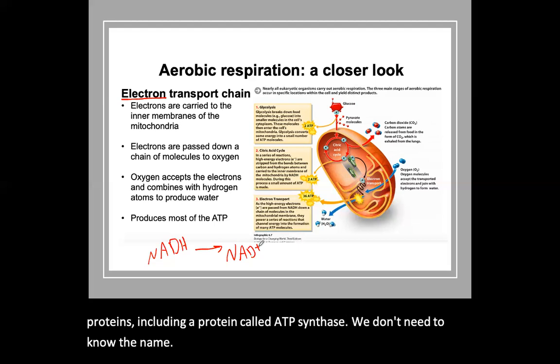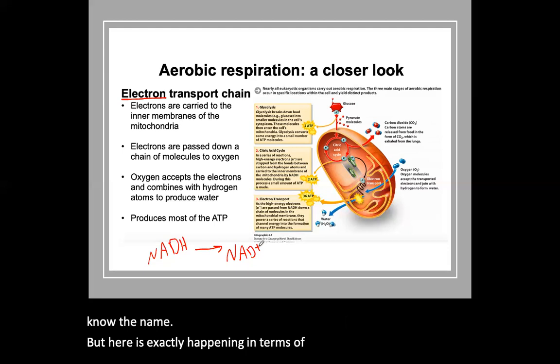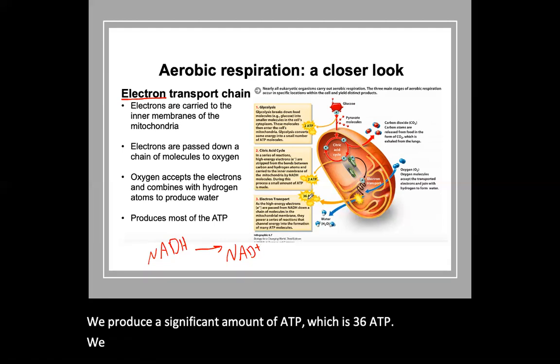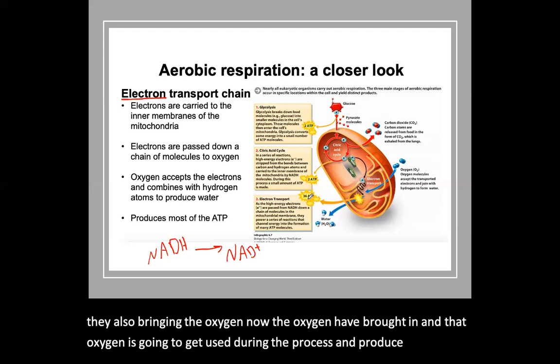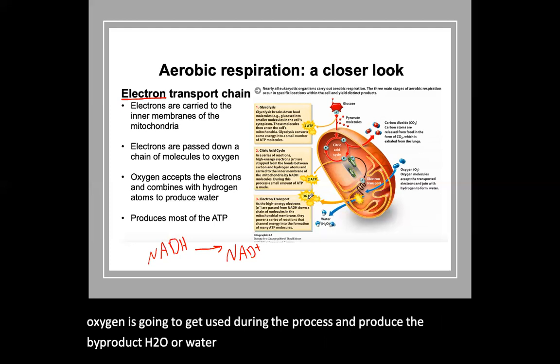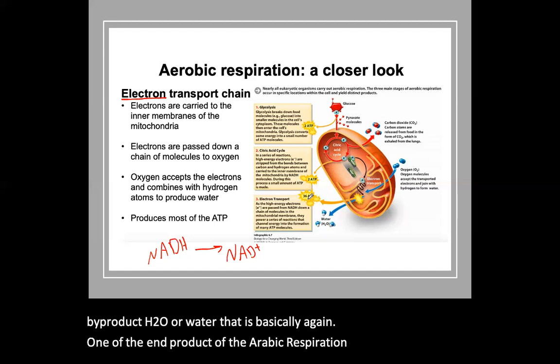But here is what is exactly happening in terms of the overview of the electron transport chain. Electrons come in, and with the use of the energy from those electron carriers, we produce a significant amount of ATP, which is 36 ATPs. We also bring in the oxygen now, the oxygen that we brought in, and that oxygen is going to get used during the process and produce the byproduct H2O, or water, that is basically, again, one of the end products of the aerobic respiration or electron transport chain.